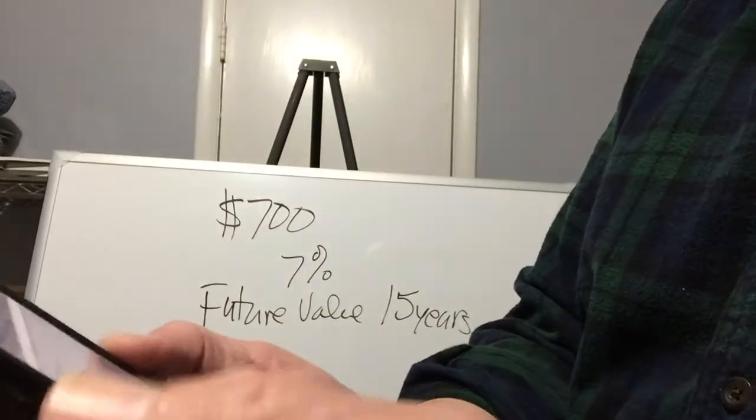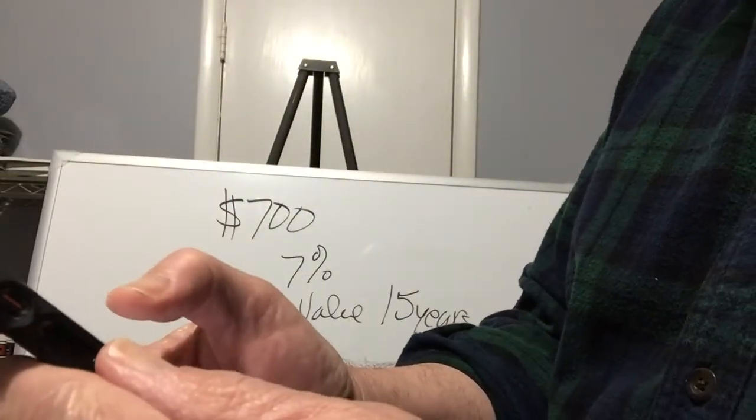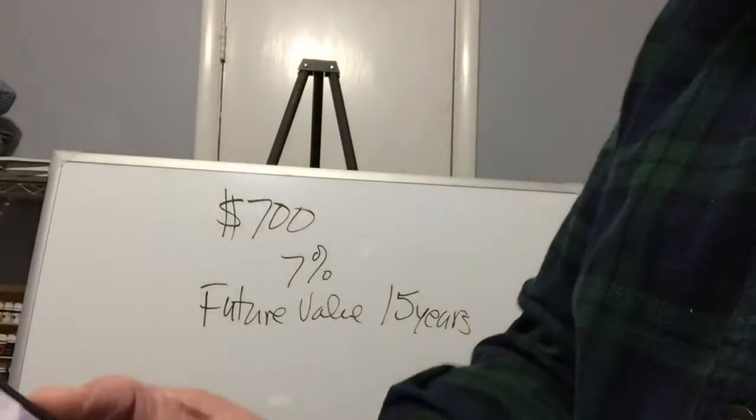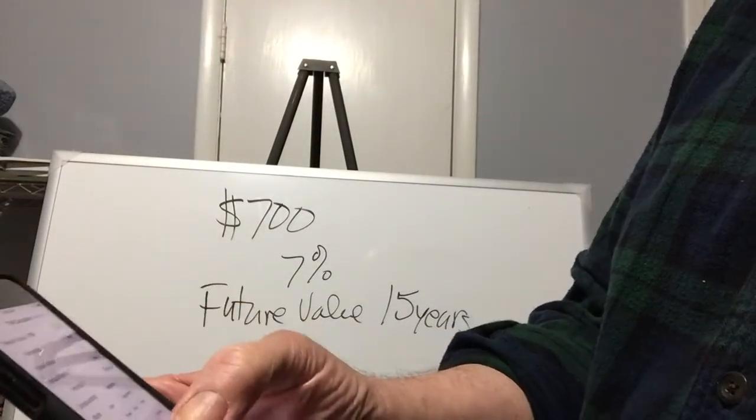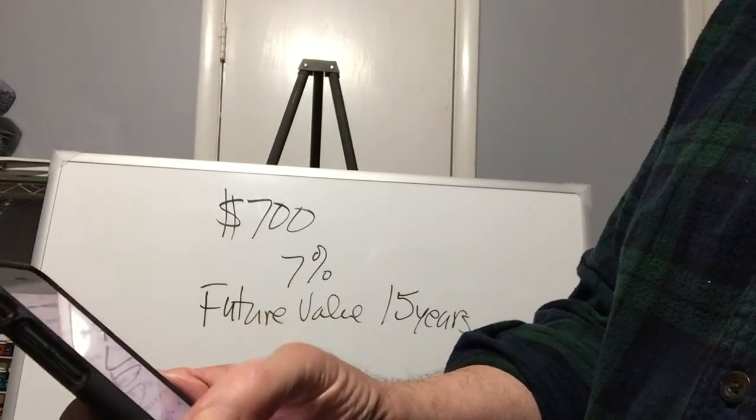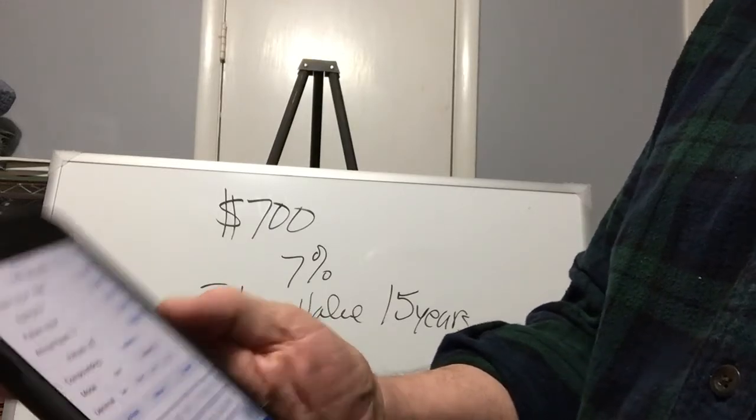Okay? Now, there are no payments. The payment area is for annuities, so there's none of that in here. The interest rate that I'm going to put in, I've already told you, it's 7%. So I'm going to put 7% interest, and then I'm going to put in 15 years. Okay. So far, so good.